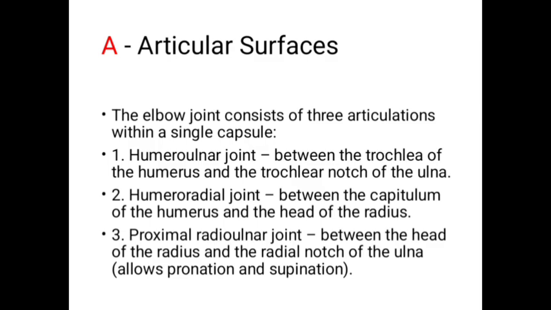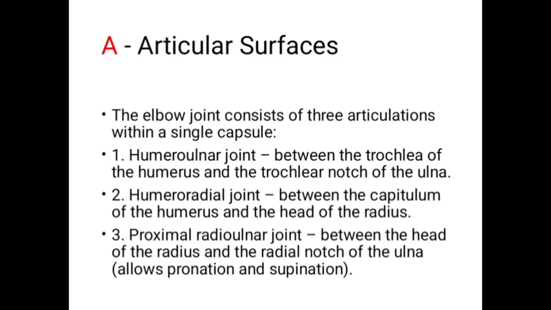Now for A, we have the articulating surfaces. The elbow joint consists of three articulations within a single capsule: the humeroulnar joint, the humeroradial joint, and the proximal radioulnar joint. So the articulating surfaces of the elbow joint include the humerus, the ulna, and the radius. The joints formed between these three bones help us know the articulating surfaces, because the elbow joint consists of these three joints in one capsule.